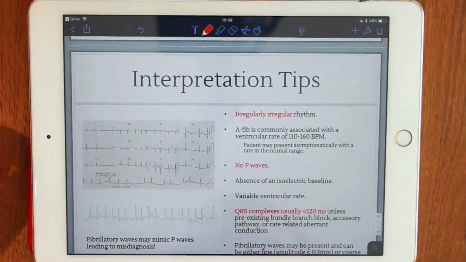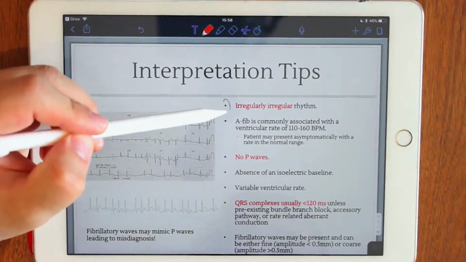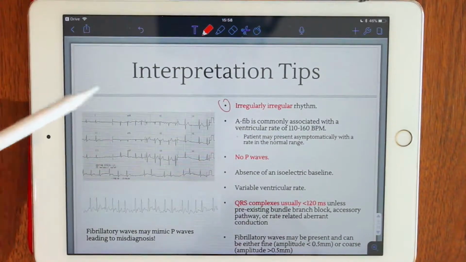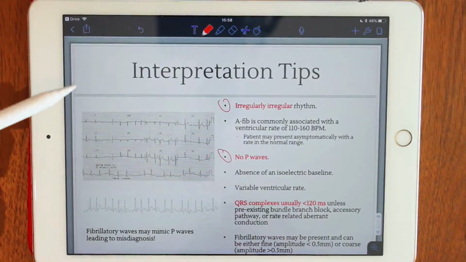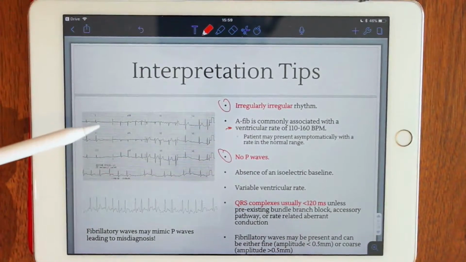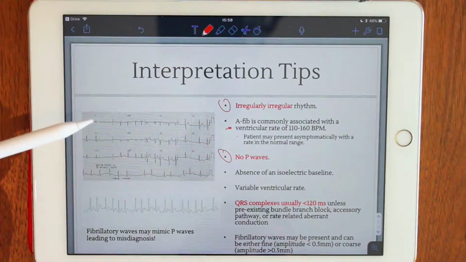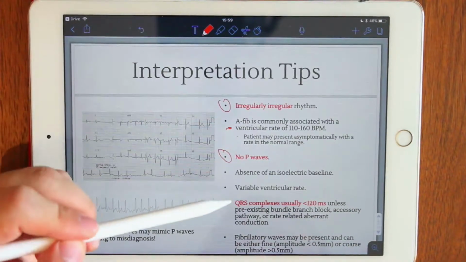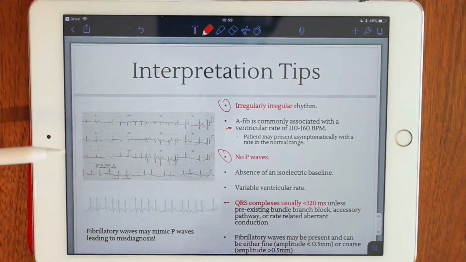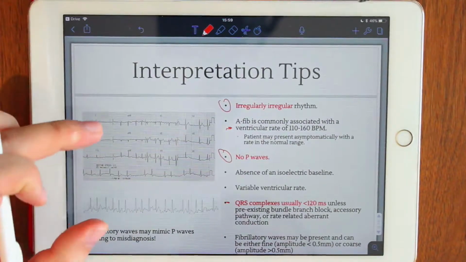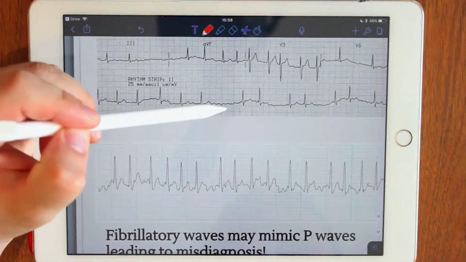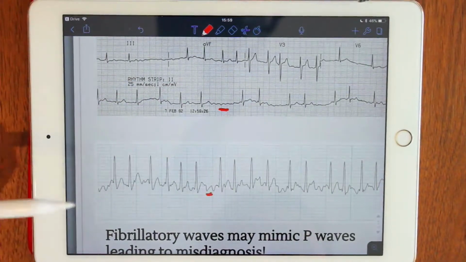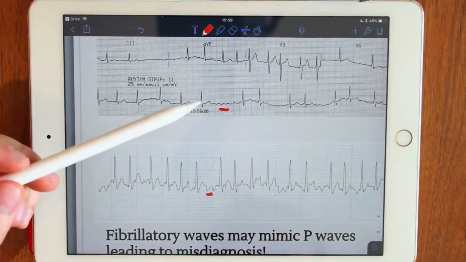Some interpretation tips for AFib. The rhythm is classified as irregularly irregular. There are no P waves. The impulses that do get through the AV node create a ventricular rate that is unusual looking, but is often tachycardic between 110 and 160. Importantly, because the beat is going through the AV node, the QRS complex is narrow, so less than 3 small boxes or 120 milliseconds. Zooming in here, you can see different kinds of isoelectric line morphologies. Some are very obviously chaotic and some are a little bit more subtle.